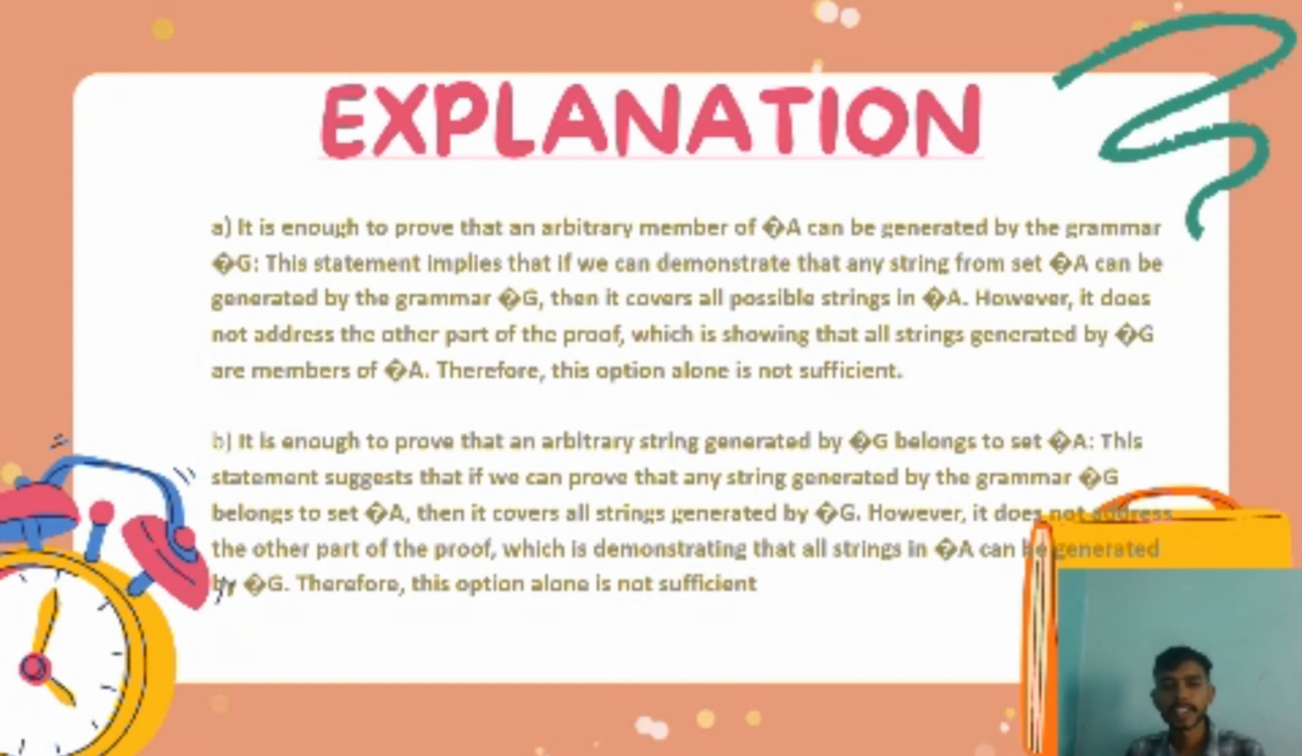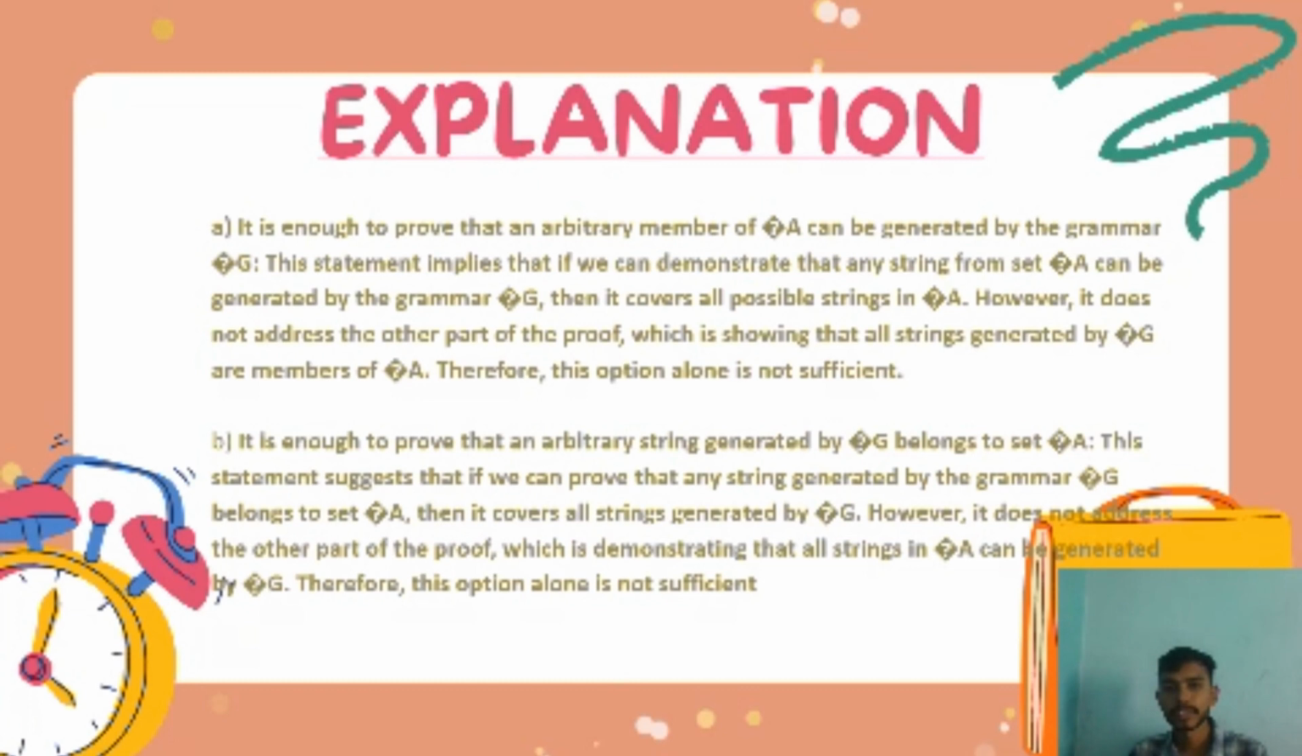The next is, it is enough to prove that an arbitrary string generated by G belongs to set A. This statement suggests that if we can prove that any string generated by the grammar G belongs to set A, then it covers all strings generated by G. However, it does not address the part of the proof which is demonstrating that all strings in A can be generated by G. Therefore, this option alone is also not sufficient.